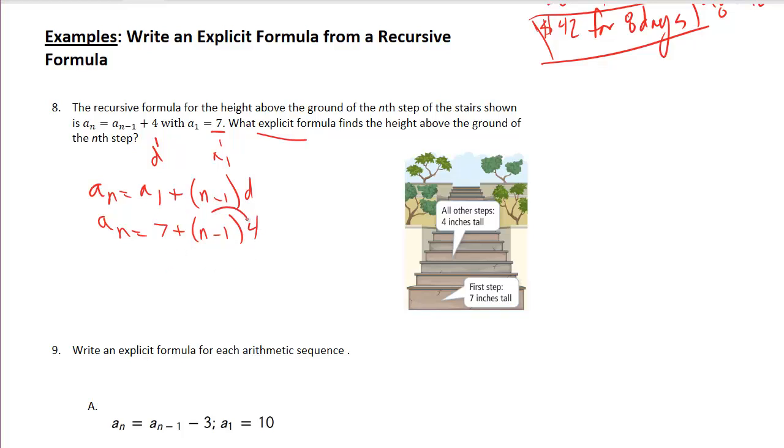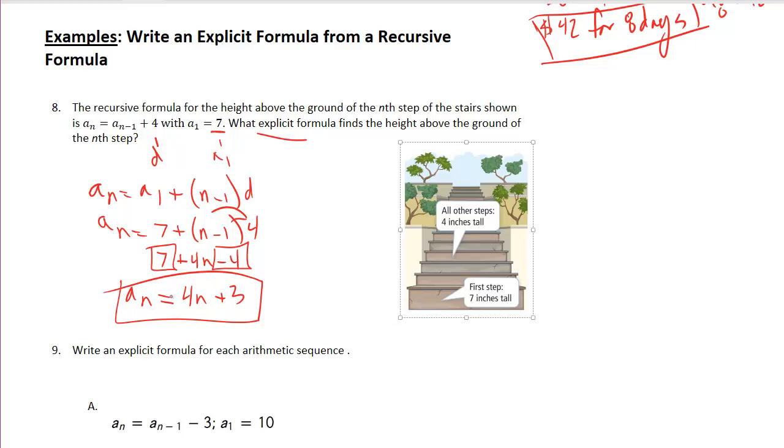And then we can go ahead and essentially distribute that back through. So I get 7 plus 4n minus 4. I do some combining of like terms here. The 7 and the minus 4 can go together, and a sub n is equal to 4n plus 3. So that's an explicit formula that's written.